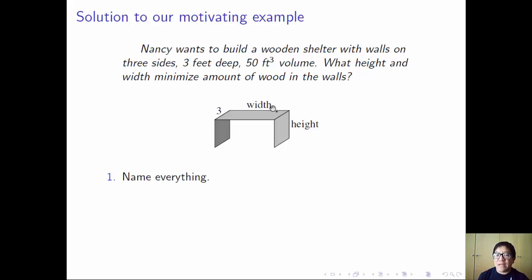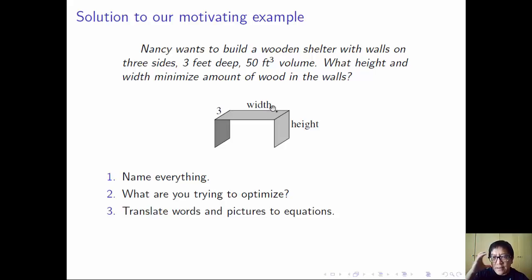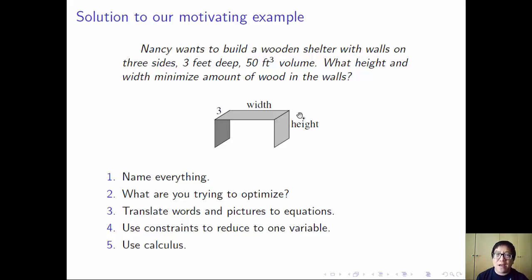So again, our 5 steps will be: step 1, we're going to name everything involved in the problem. Step 2, we're going to think, okay, what is it we're trying to optimize? Step 3, we're going to translate those words and pictures into equations. Step 4, we're going to use constraint equations to reduce the problem to a one variable problem, as you'll see. Well, I hope you can sort of see here that there are 2 variables, width and height, and we only know one variable calculus so far, so we have to use these constraints to reduce the problem to a one variable problem. And step 5, whew, finally, we're going to be able to use calculus.